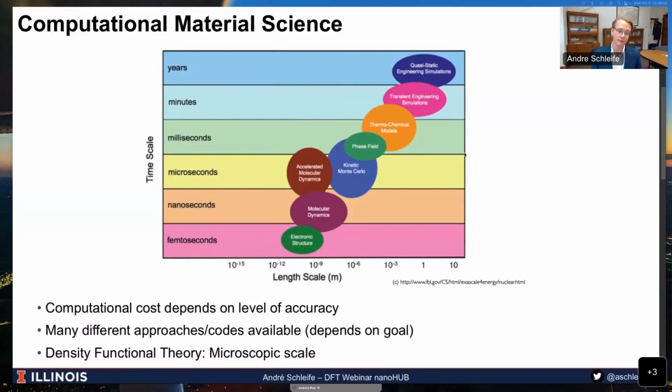And we're not going to talk about all of them, but what applies to all of them is that the cost that you put into a given simulation depends on the level of accuracy that you want to get within that given technique. So that's true for essentially all of the approaches that you can see on the slide.